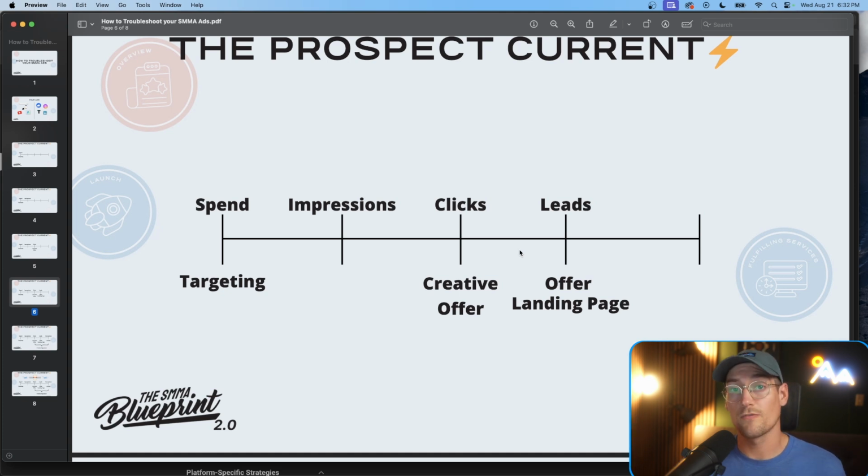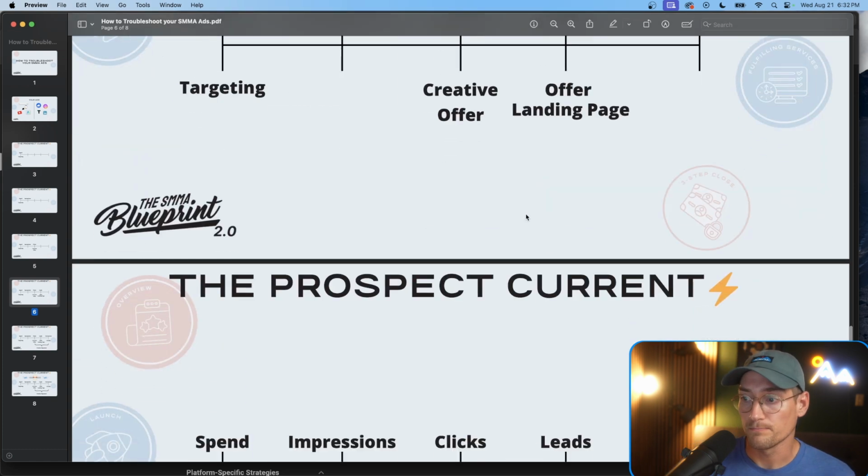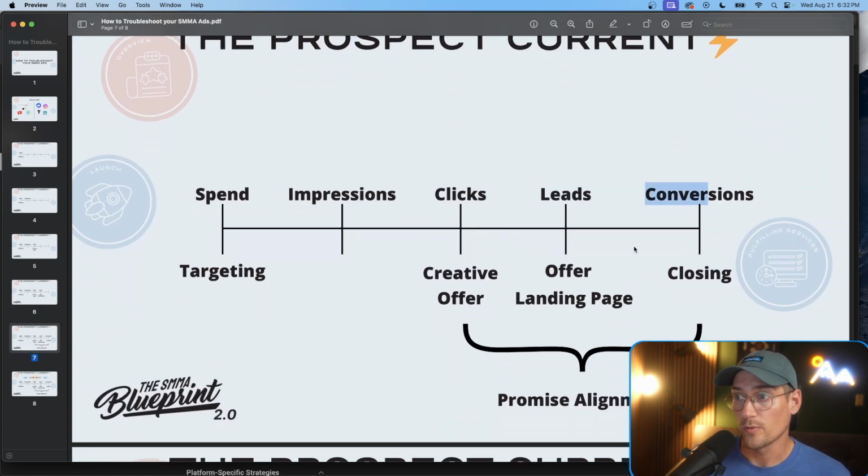You not only want to simplify your landing page, but if you can simplify the amount of questions that you're asking, you're going to get more leads in the long run. And then ultimately, we want people to convert. So if they become a lead, they move to the next step and convert, awesome.